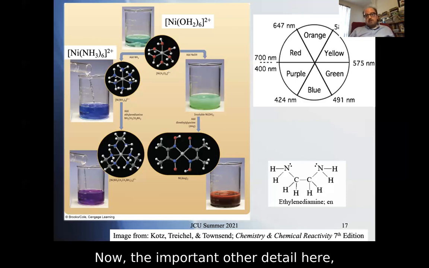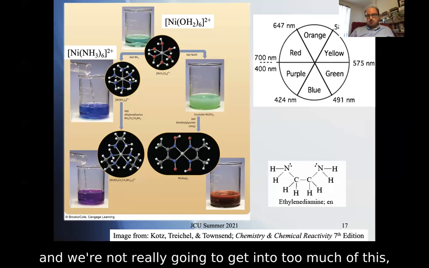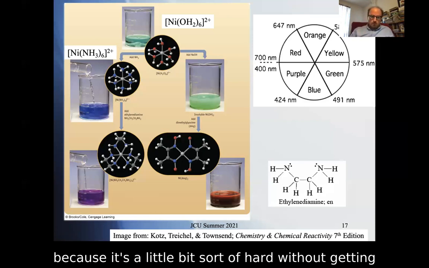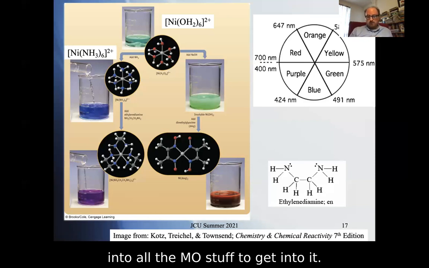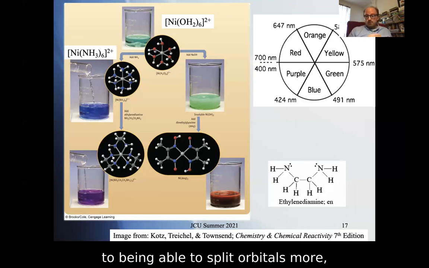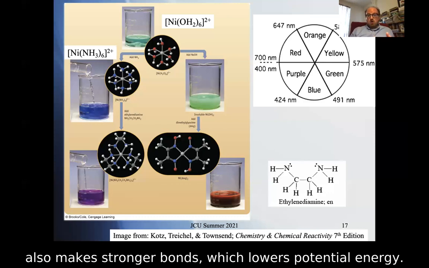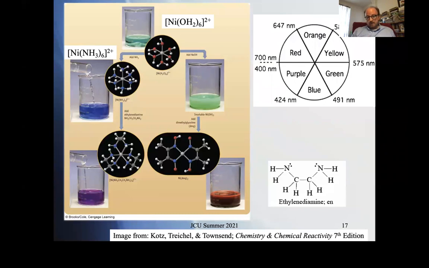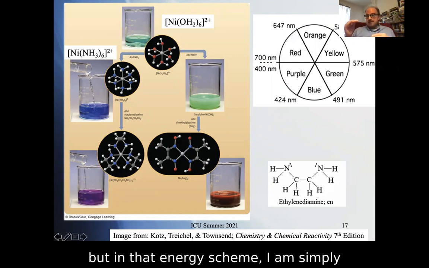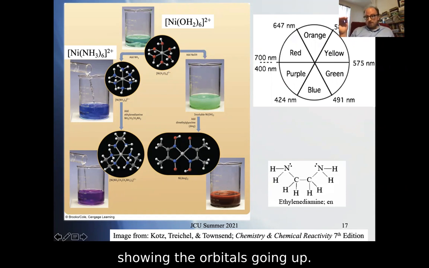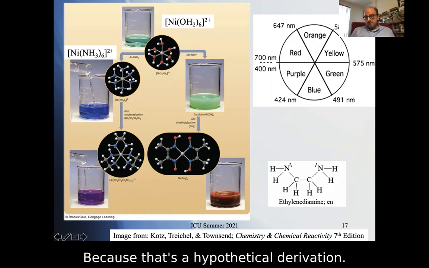Now, the important other detail here, and we're not really going to get into too much of this because it's a little bit hard without getting into all the MO stuff. But a stronger ligand, in addition to being able to split orbitals more, also makes stronger bonds, which lowers potential energy, right? If we go back, I have to go back a lot of slides, but in that energy scheme, right, I am simply showing the orbitals going up, right? Because that's a hypothetical derivation.